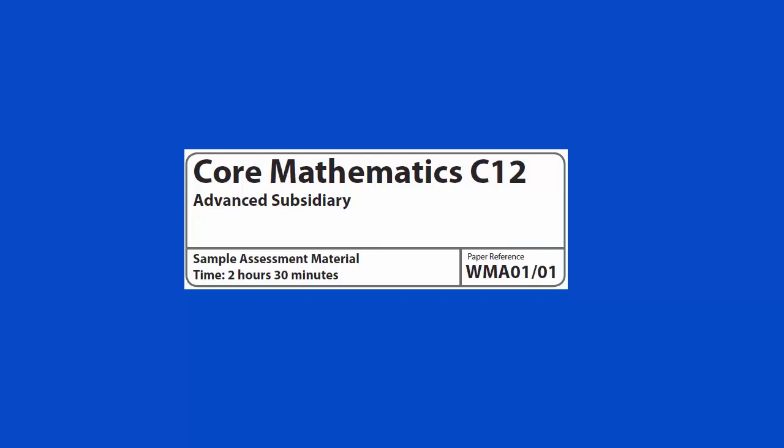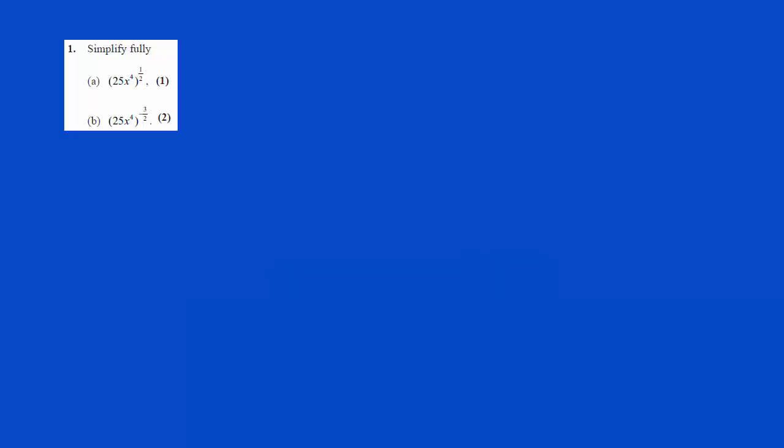This is Core Mathematics C12 Sample Assessment Material Part 1, Questions 1, 2, 3, 4, 5. This is question number 1 and it is indices. 1a deals with x to the power a to the power b, then we can write x to the power a times b. That means the indices are multiplied.